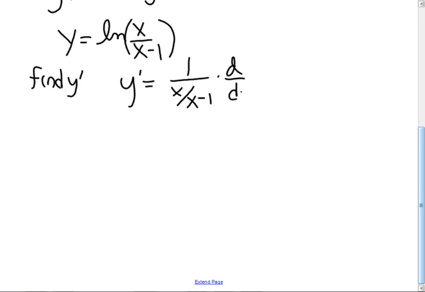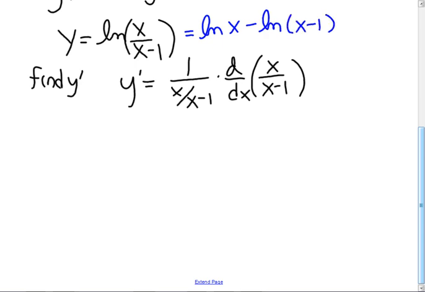And what rule would you have to use for this one? Quotient. Looks messy, doesn't it? Or is there an easier way to do this? If I use properties of logs, this is equal to what? Log of x, right? Minus the log of x minus 1. Tell me what the derivative of the blue one is. It's the same thing, by the way. I just don't want to get there.